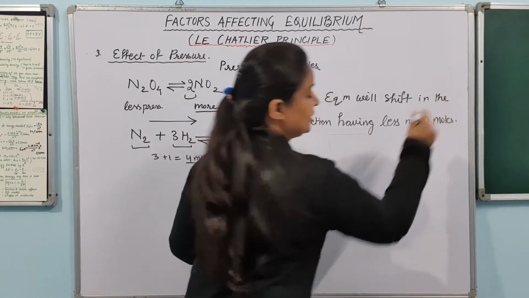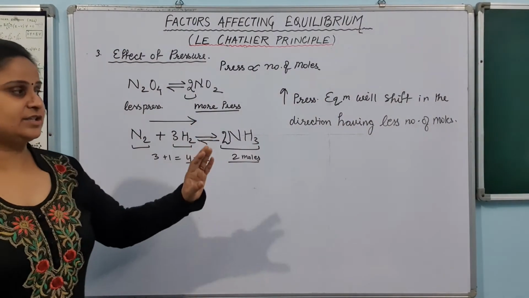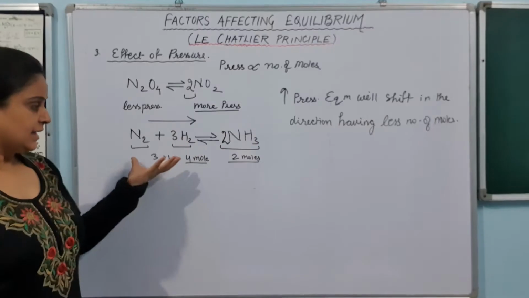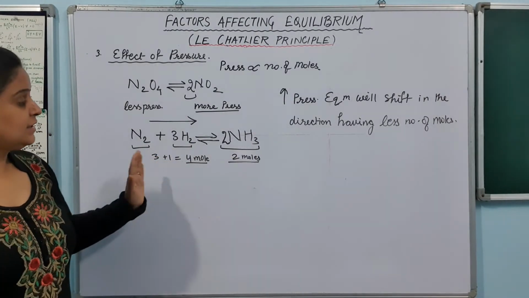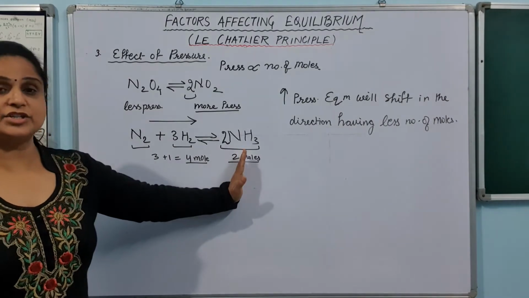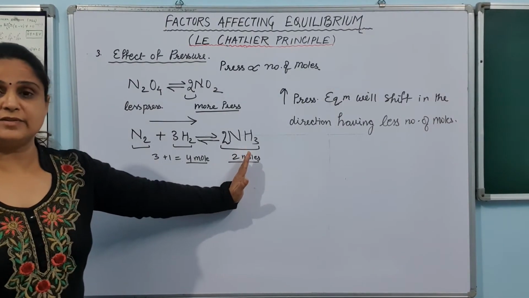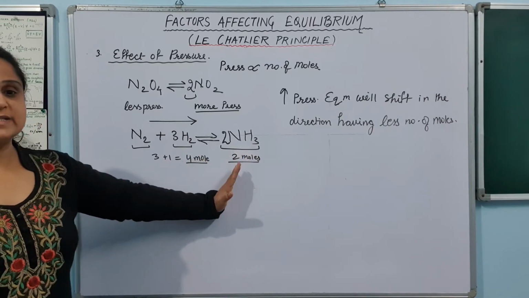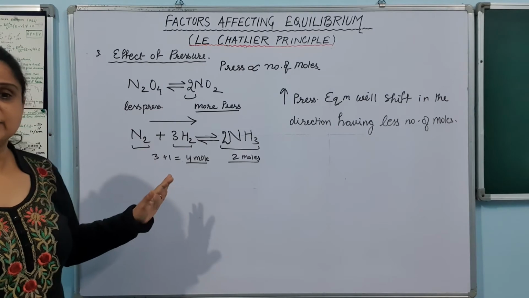Doesn't matter whether it is a reactant or a product, whatever it is, it will start going in that direction where there will be a smaller number of moles. In this particular reaction, if I am increasing the pressure, the equilibrium will shift in this direction so that fewer moles will be formed, because the pressure will decrease that way only. Fewer moles means less pressure, because you have increased the pressure. I hope it is clear to you.